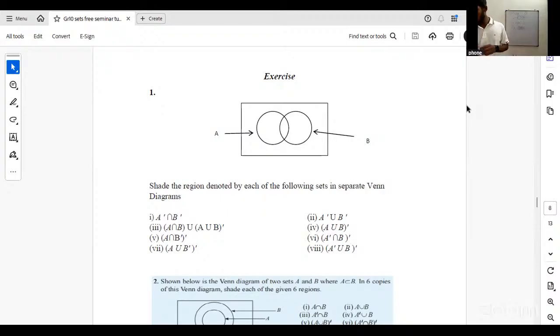The third one, Roman number 3, says A intersecting B union. Sorry, A and B are there. A is there, B is there. A intersecting B. We saw that this region is A intersecting B, right? This region is A intersecting B.